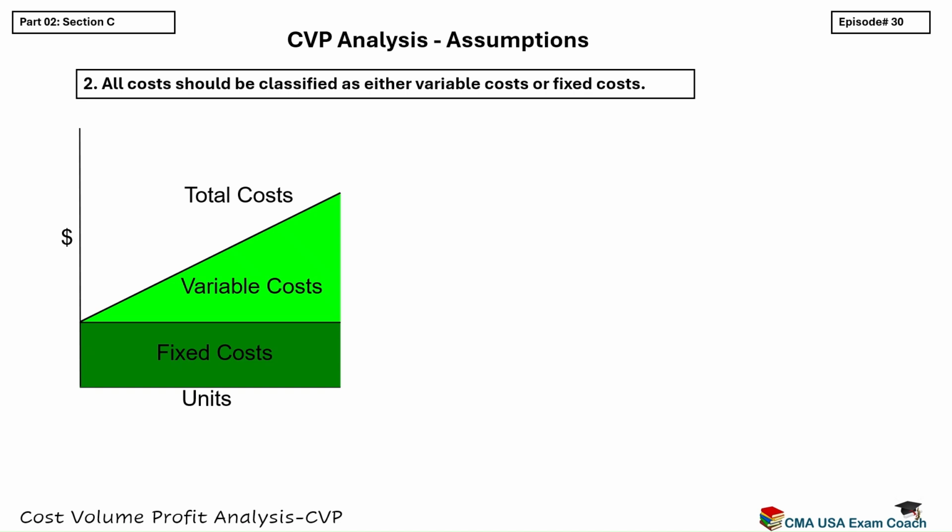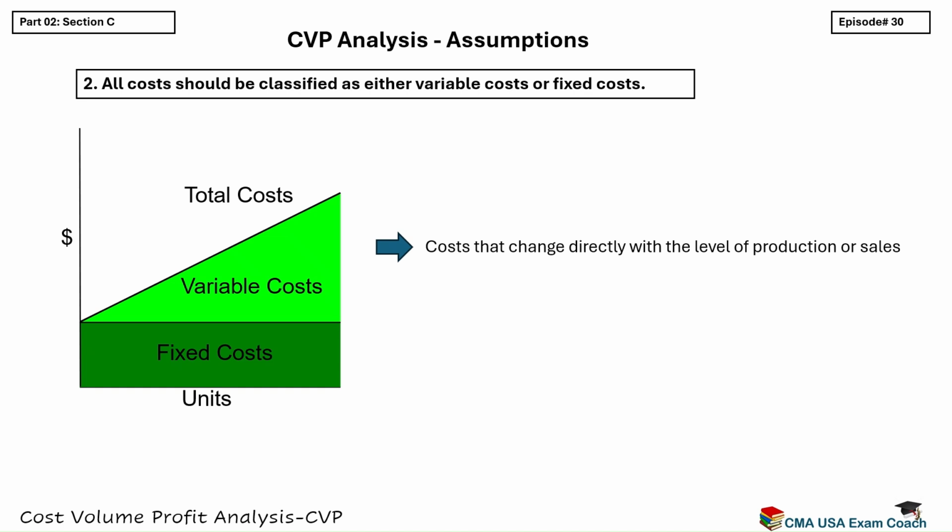Let's understand this better. First, what are variable costs? These are costs that change directly with the level of production or sales. The more units you produce or sell, the higher the total variable cost. Examples include direct material, direct labor, and variable selling expenses. If you produce 1 unit, your cost may be $5. If you produce 2 units, it becomes $10.